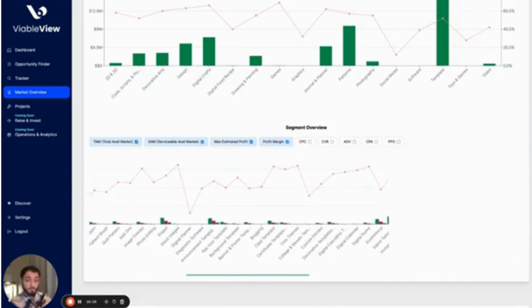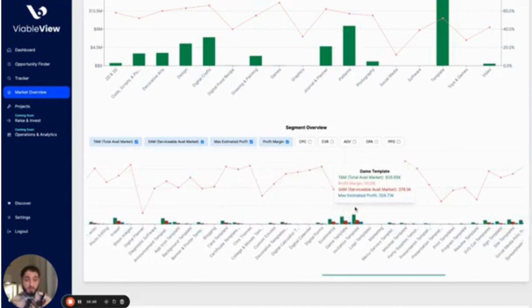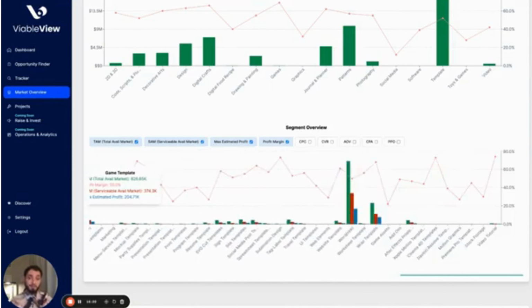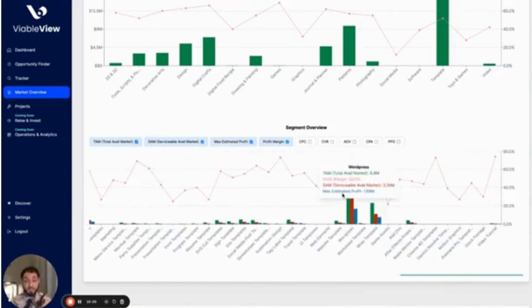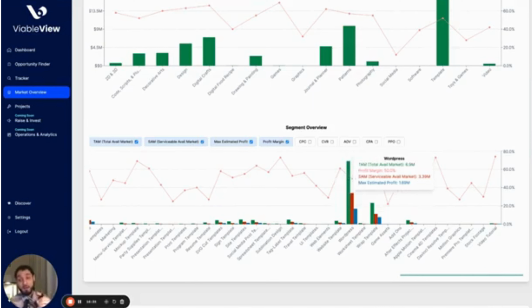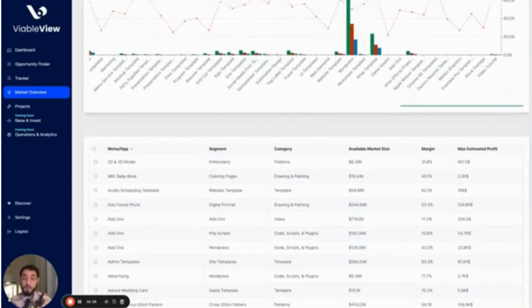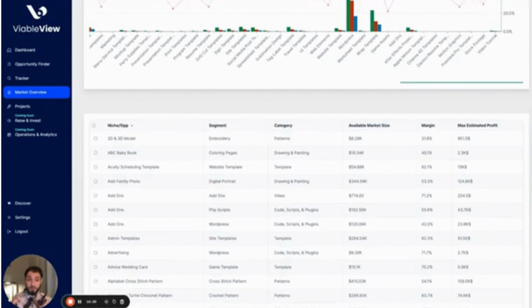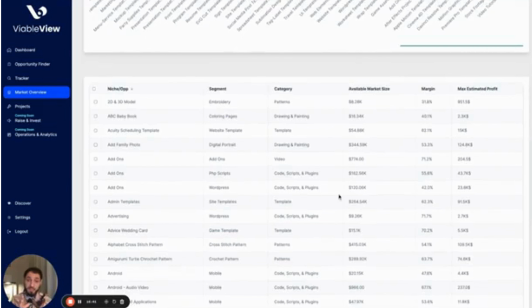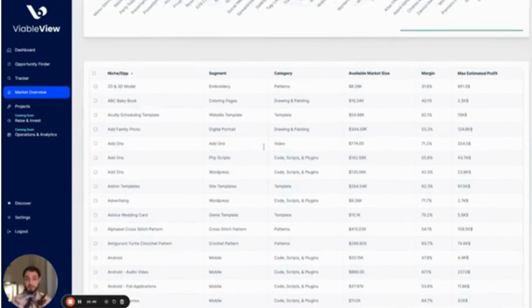Wow. Quite impressive. Our data is really a lot of data that you have never even thought of or didn't know existed. And that is the power of data, right? WordPress, $7 million a month in TAM. It's incredible. Here we have all of the niches that fall within anything that was selected above. So we show the niche, the segment, the category, the available market size, the margin, and the estimated profit.